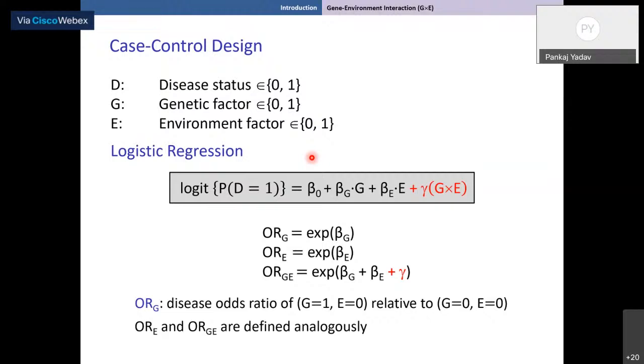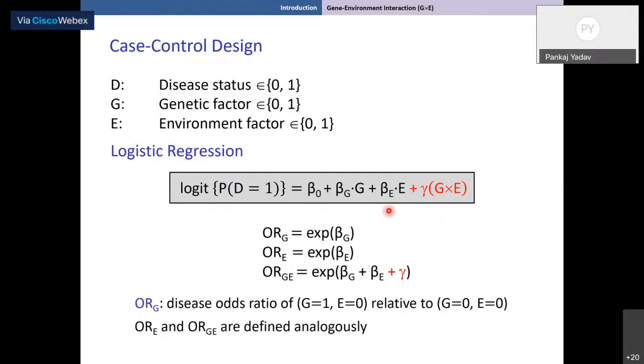So we have these three factors, and then we have, as most of us are aware, the logistic regression model that has been deployed for studying these interactions. In this model we have disease status as our response variable, and then we have different coefficients denoted by betas: beta 0, beta g, and beta e, and gamma are the coefficients. G and E denote the factor variables, and we also have an interaction term between these two factors. Gamma gives us the estimate of the interaction between the genetic and the environmental factor.